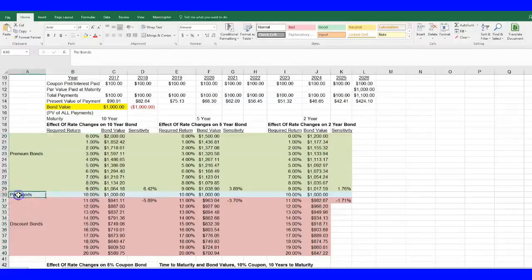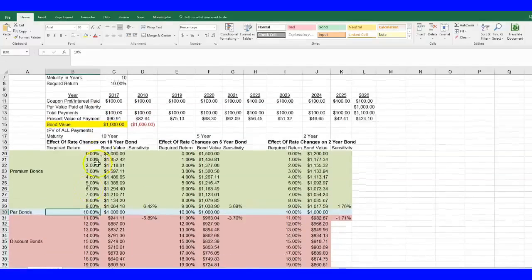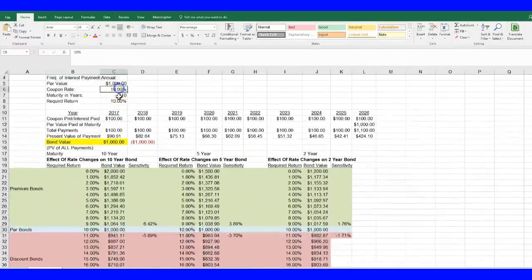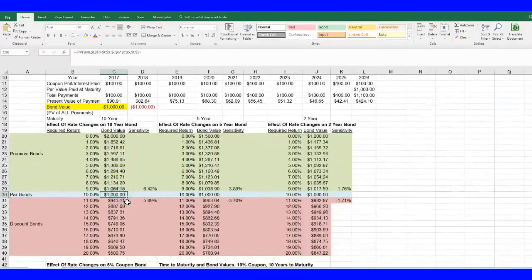And if we have required rate of return of 10%, and keep in mind our coupon rate on this particular bond is 10%, we see that that bond has a value of $1,000. So the price of the bond is $1,000. We call that a par bond or a par value bond. But anytime that the required rate of return is less than 10%, so anytime the required rate of return is less than the coupon interest rate, we see that the bond value is more than $1,000.